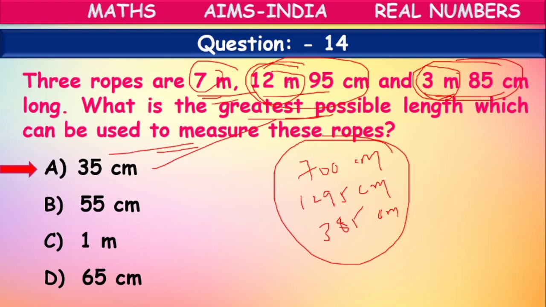Okay. So the greatest possible length. If we take a rope of 35 centimeter, we can consider a length of 35 centimeter. We can measure all the 3 ropes exactly, without any remaining length, with that 35 centimeter length.